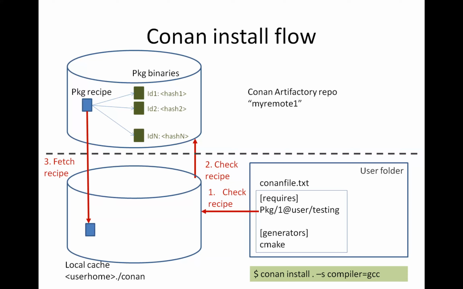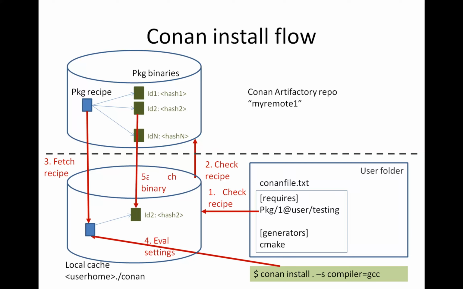Then this recipe is a Python script, and it will get the settings and the options from the user side, from the compiler GCC, the version of the setup of the user, and it will evaluate against the recipe. It will say, okay, for these settings and this recipe, I need this specific binary, with this identifier. The identifier is basically the hash of the settings and the options of the package. So I need this binary. Now there are two options.